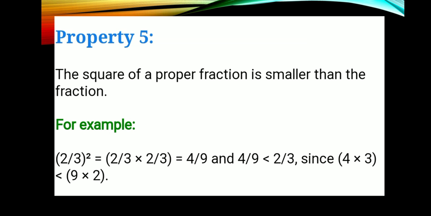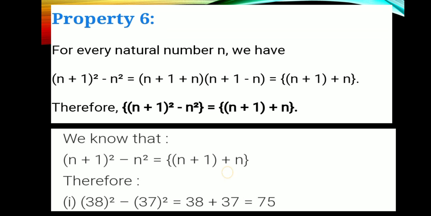Property 5 is that if you find the square of a fraction, the square of that fraction is smaller than the number. Like over here, for example, 2 by 3 is a fraction. If you find its square, it becomes 4 upon 9, and 4 upon 9 is smaller than 2 by 3. It means the square of a proper fraction is smaller than the original fraction.